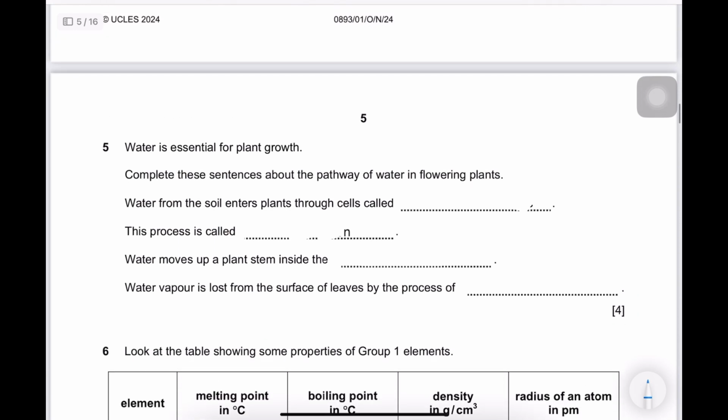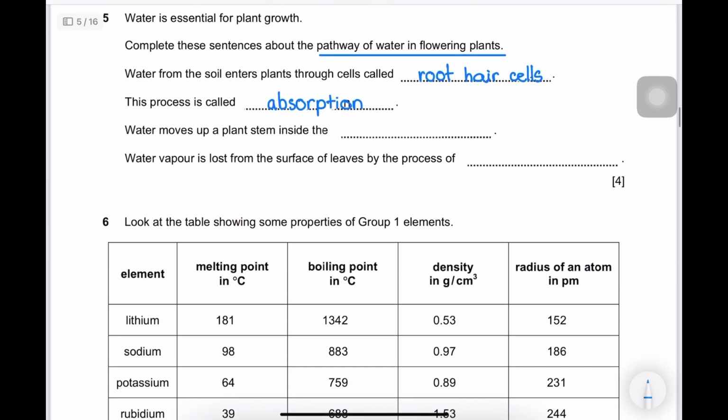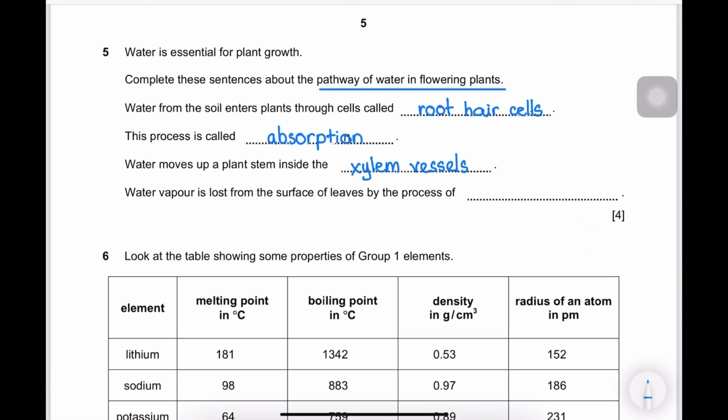Question 5 is about water transport in plants. Water is essential for plant growth. Let's go through how water moves inside a flowering plant. Water from the soil enters the plant through special cells in the roots called root hair cells. This process is called absorption. Once inside the plant, water travels upward through tube-like structures called xylem vessels. Finally, water is lost from the leaves as water vapor through tiny openings in a process called transpiration.